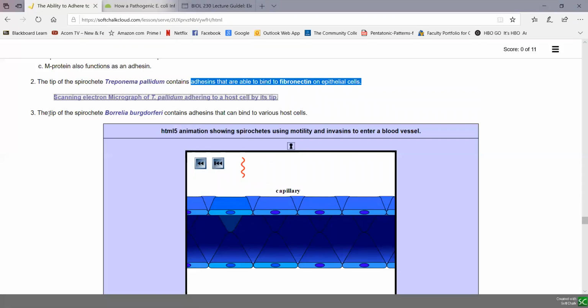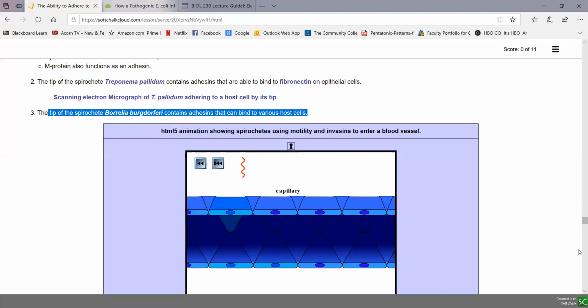Likewise, the tip of the spirochete Borrelia burgdorferi that causes Lyme disease has adhesins that bind to various host cells in the body. And these spirochetes, like syphilis and Lyme disease, often come in stages as they spread via the blood through their motility and their adhesins and such to start up different stages at different locations in the body.